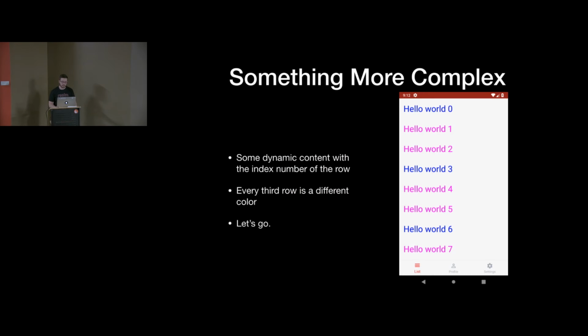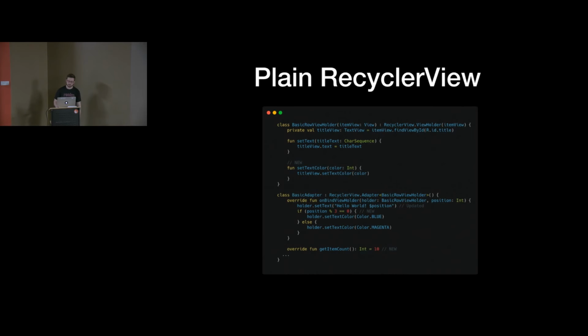So you might be saying that's not enough. That doesn't really sell me on it or anything. So let's do something a bit more complex. We have more than one thing. Every third row is a different color: blue, magenta, magenta, blue, magenta, magenta. So plain RecyclerView looks like this. Just some different logic in the onBindViewHolder. We added a set text color. Super fun. Normal RecyclerView code we've all written before.